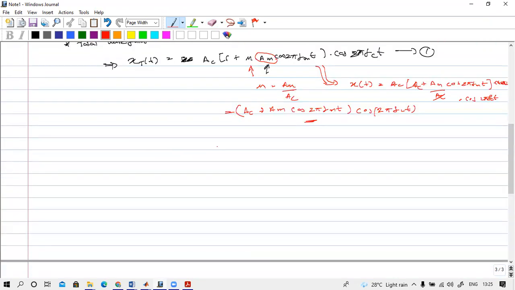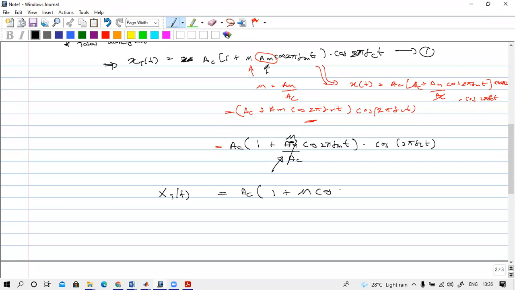If I take this AC out, I will get AM by AC cos 2π fm t cos 2π fc t. Only this term is there, and that one is referred to as mu. In our last lecture, only the mu term is coming here. So the correct expression for the total signal is AC times 1 plus mu cos 2π fc t. This is the correct one.